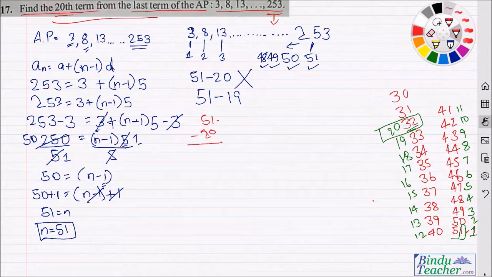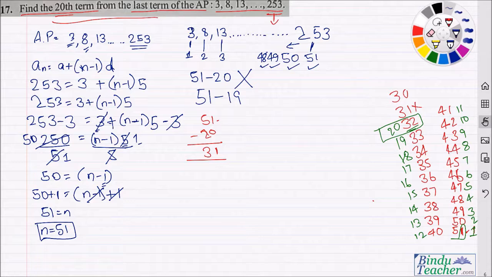If I do this, I'll get 31, which is incorrect. So you see 51 minus 20 does not include 51 itself, but in the question it is very clear. They're saying find the 20th term from the last term, which means we need to include 51 as well. So when you're counting in the reverse direction, you need to take this into account. Be very careful. So now we have the 20th term as n equals 32.